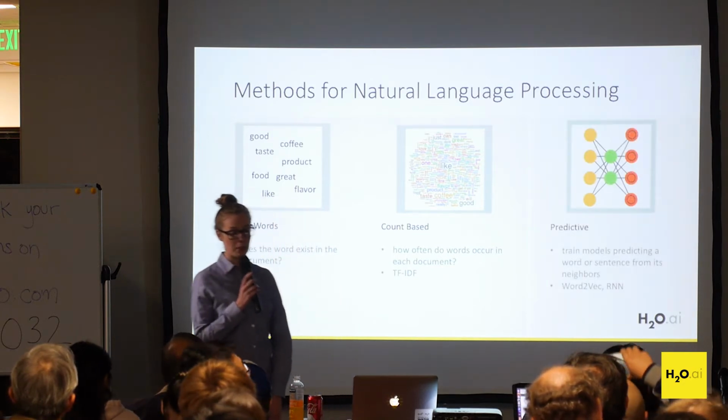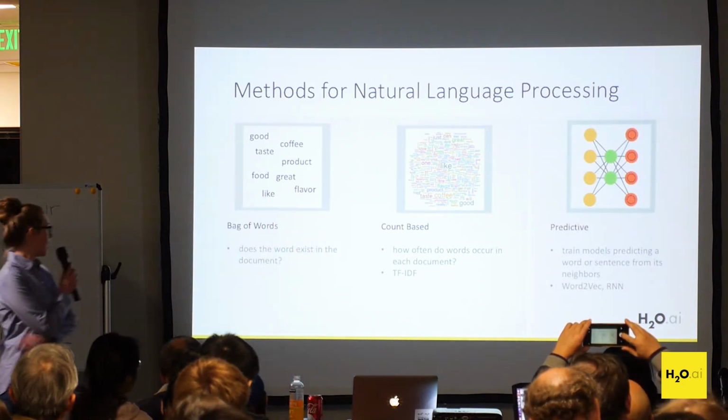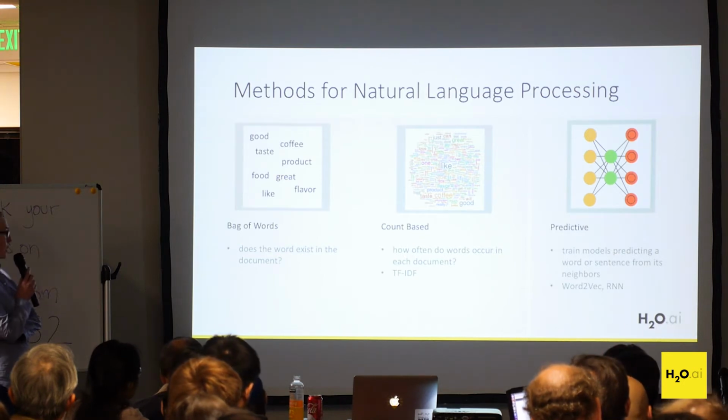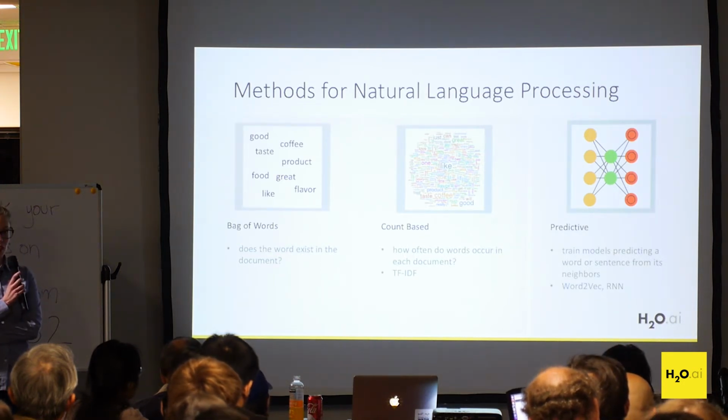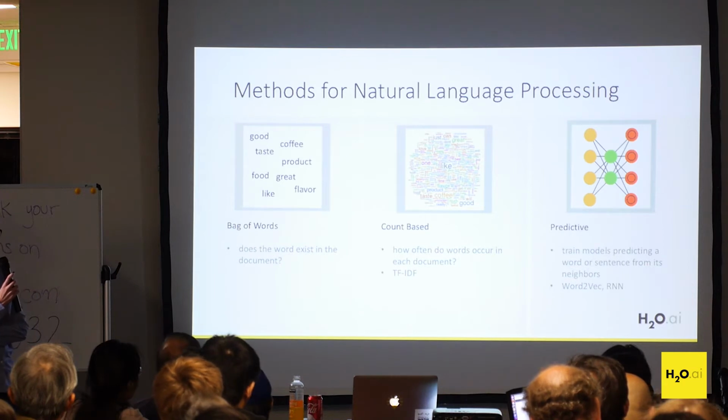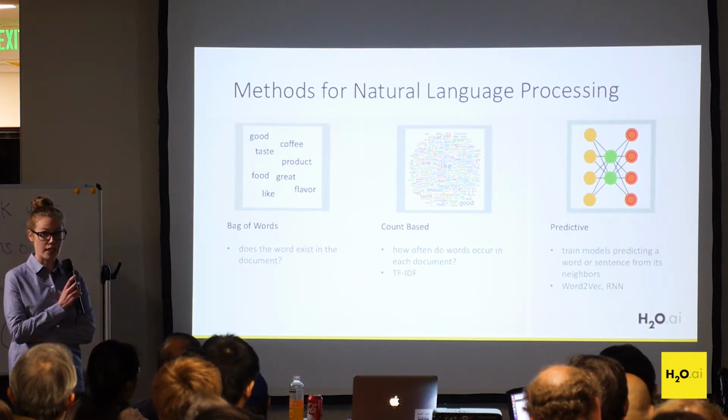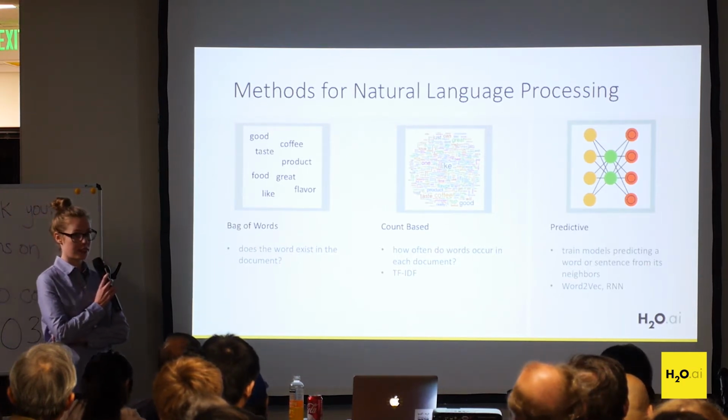And then the last method, which we're going to talk about today, is predictive. And this is where we're going to train models predicting a word or sentence from its neighbors. This is something like word-to-vec or recurrent neural network, if you're familiar with that. That's also under the predictive method.